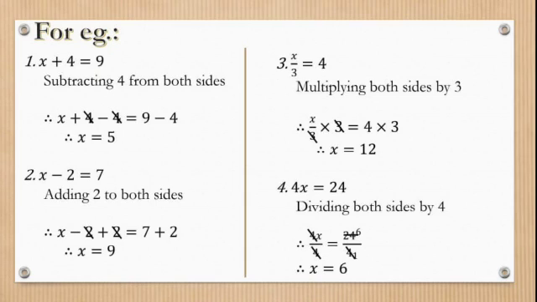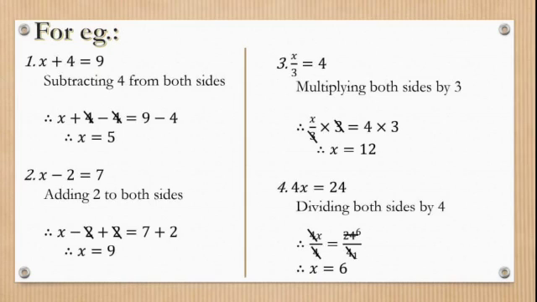Now, x plus 4 is equal to 9. You have to find out the value of x. You have to remove 4, and for 4 you have got a plus sign. So to remove that 4 you have to subtract 4. Now that subtraction has to be done on both sides. So you will write, subtracting 4 from both sides. Therefore, x plus 4 minus 4 is equal to 9 minus 4.